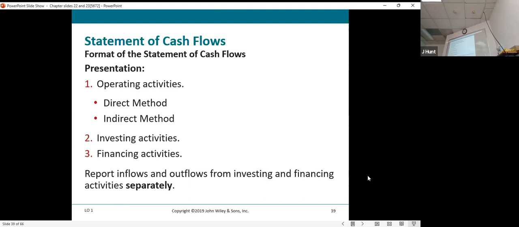So under the cash flow method, the statement of cash flows, the format is normally that we have the operating activity section, investing, and financing. For the operating section, there are two methods available, direct and indirect. The dominant method used is the indirect method. Normally, accounting students have to learn both just to know what they are. But these are the three main areas.